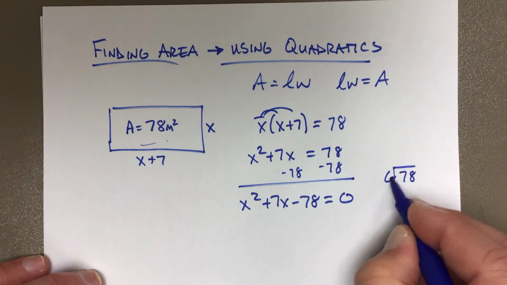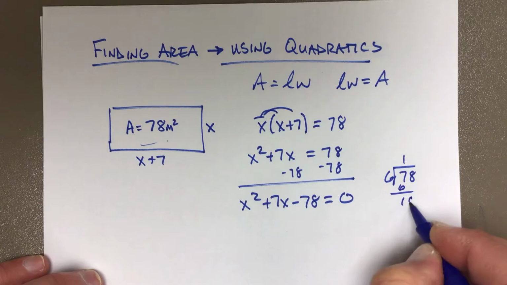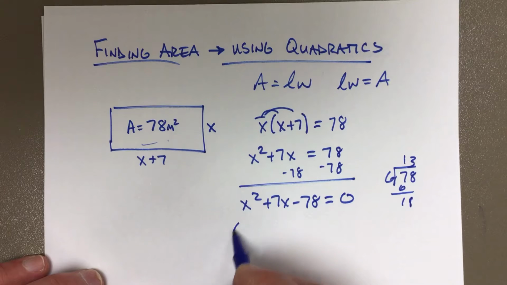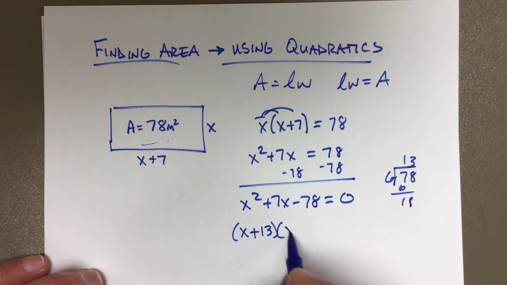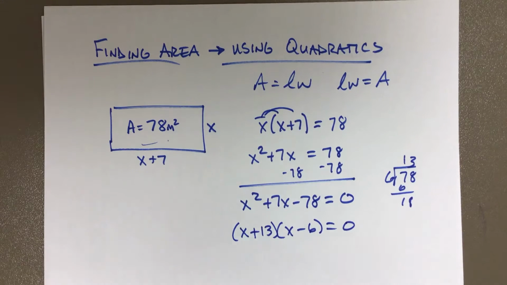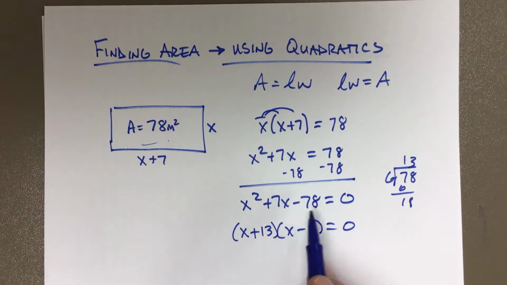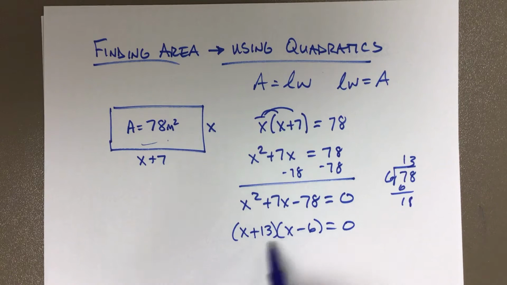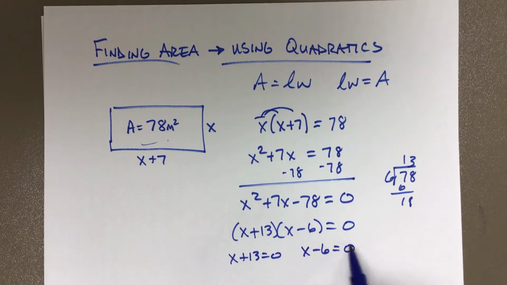78, 6. 6 goes into 7 once. 18, 3. 13 minus 6 is 7. There we go. So 13 and 6. Perfect. So we say x plus 13 and x minus 6 equals 0. Awesome, right? So notice how I have to figure this out. Sometimes it's just a little bit more of a challenge to figure these two numbers out. All right, so now we have to remember we're going to set one of these or both of these equal to 0. So we say x plus 13 is equal to 0 and x minus 6 is equal to 0. Well, this is x equals negative 13 and this is x equals 6.